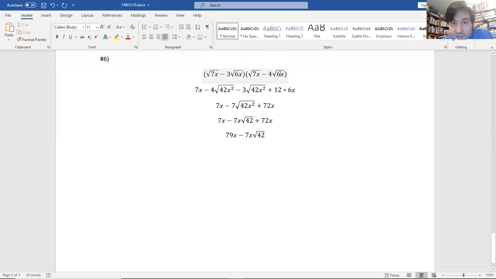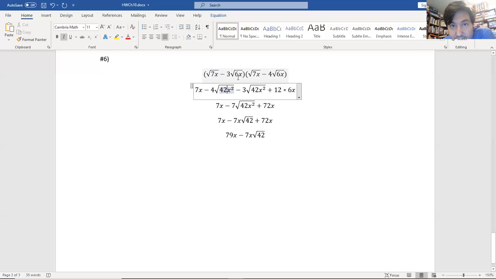So what do we got? This is just going to be straight up FOIL with square roots. You've got root 7x times root 7x. Well, a root times a root is going to cancel out. That's just going to leave you with what was inside, 7x. You do root 7x times negative 4 root 6x. Negative 4 is just going to sit out in front. Multiply the stuff together that's underneath. 7 times 6 gives you a 42. Here's an x. Here's another x. That gives you x squared.